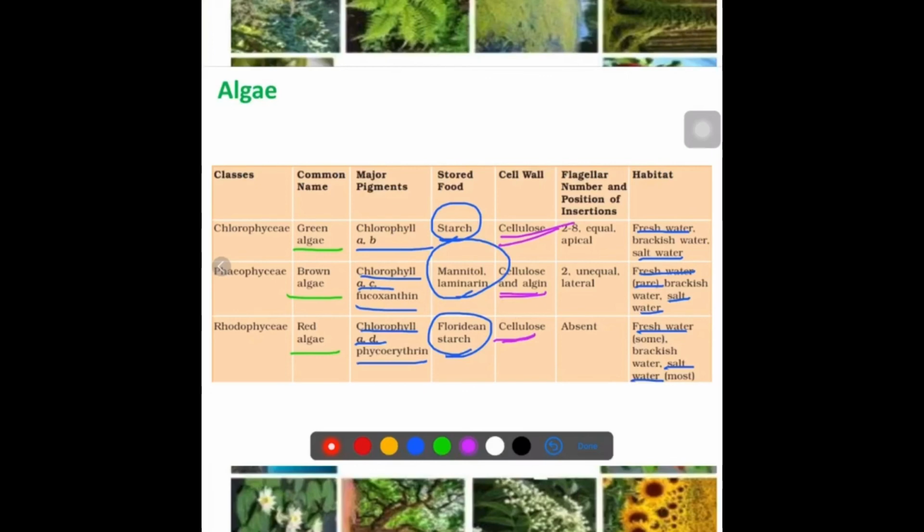Here we have finished the first class of the plant kingdom, that is algae. The second class of the plant kingdom is bryophytes. We will discuss bryophytes in the next session.